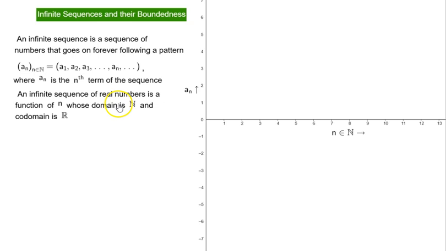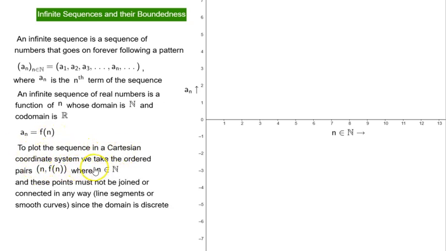Now, an infinite sequence of real numbers is a function of n whose domain is the set of natural numbers and codomain is the set of real numbers. So we write this as a sub n is equal to f of n. Now to plot the sequence in a Cartesian coordinate system, we take the ordered pairs n comma f of n, where n is in the set of natural numbers. And these points must not be joined or connected in any way, since the domain is discrete.